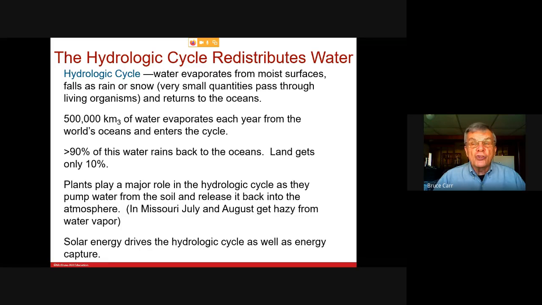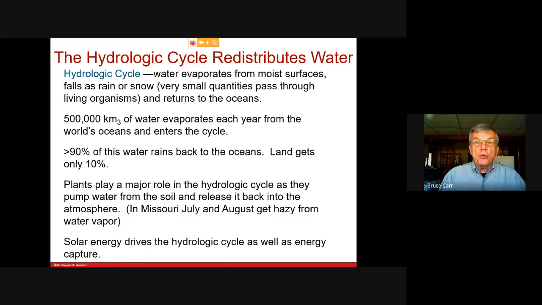In Missouri, you can see this in July and August, where the sky, if you look out today, the sky is blue, the air is clear. Pardon me. And it's crystal, beautiful clear air because it's cool. But in July and August, we see a kind of a hazy appearance on some days for a period of time. And that's from the water vapor that's being pumped out by the vegetation that's so common on our surface.